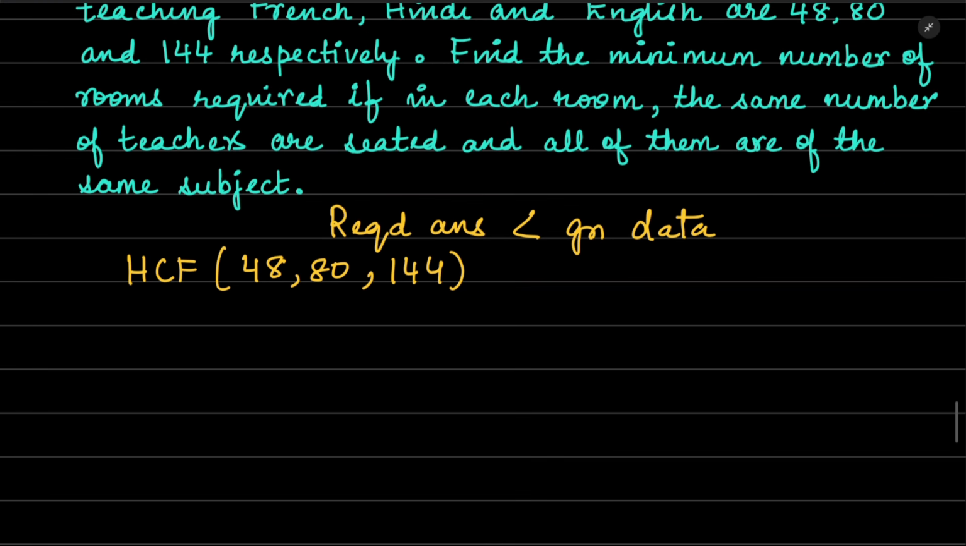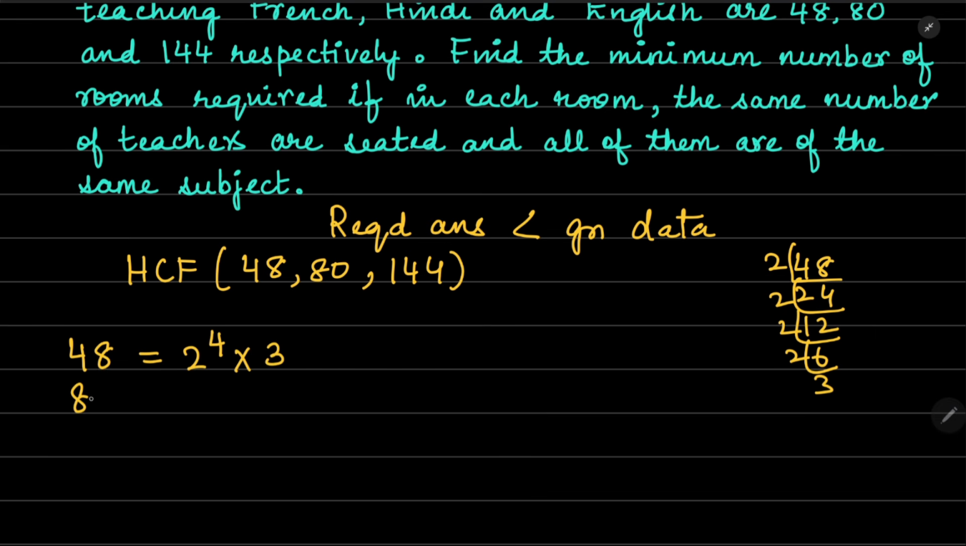Okay, so let us do the prime factorization of 48. 48, you have 2, 24, 2, 12, again 2, 6 and then 2 and 3. So 48 can be written as 2 to the power 4 multiplied by 3. For 80, it is 2 fours are 8, 2, 20, 2, 10 and then 2, 5. So it is 2 to the power 4 multiplied by 5.